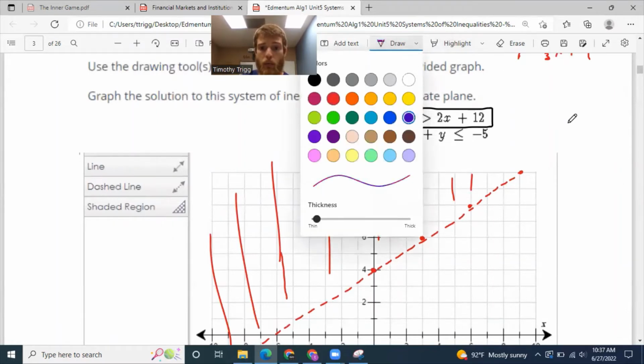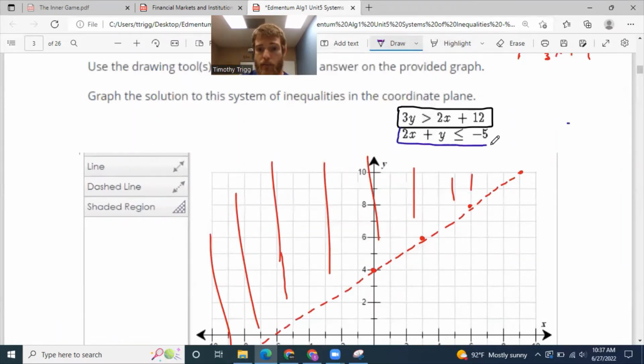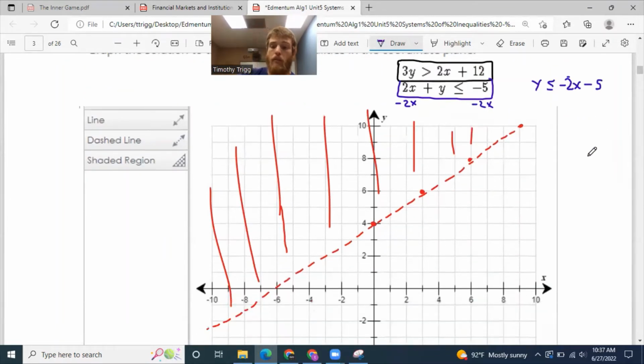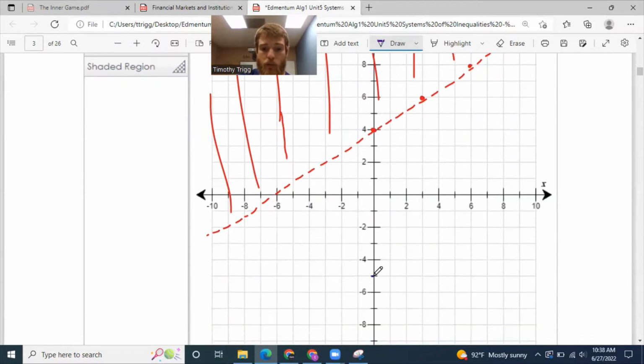And once again, we want to get y by itself. So how are we going to do that? Well, I would just go ahead and subtract 2x on both sides of the inequality. That gives us y is less than or equal to negative 2x minus 5. For this one, our slope is negative 2 over 1, so down 2 over 1, and our y-intercept is negative 5.